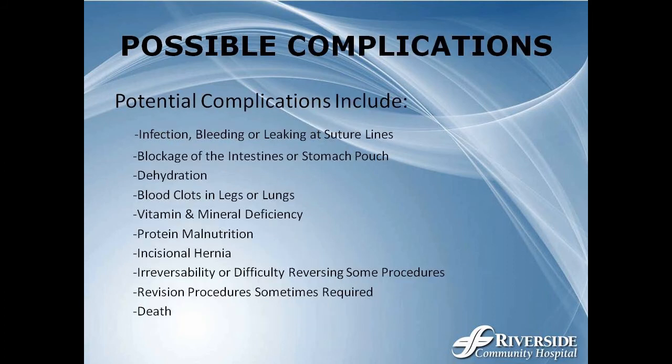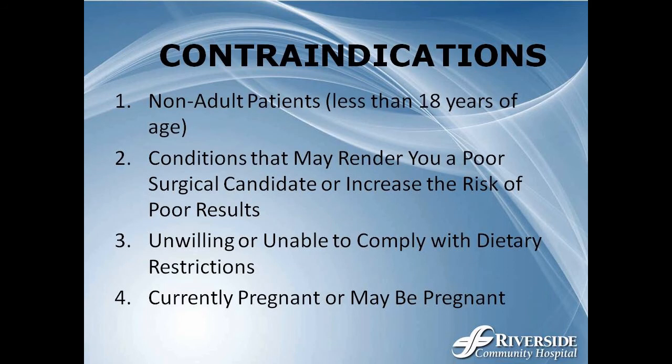Possible complications after surgery may include infection, bleeding, or leaking at suture lines, blockage of the intestines or stomach pouch, dehydration, blood clots in legs or lungs, vitamin and mineral deficiency, protein malnutrition, incisional hernia, irreversibility or difficulty reversing some procedures. Revision procedures are sometimes required. And death.